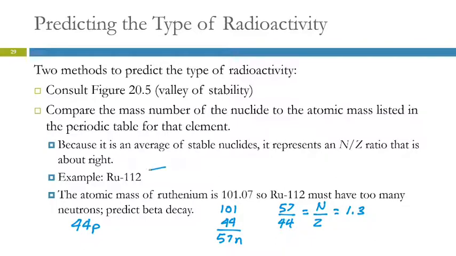If we look at this isotope, 112 minus 44 is 68 neutrons. So this is 68 neutrons to 44 protons. And this is 1.5 something.